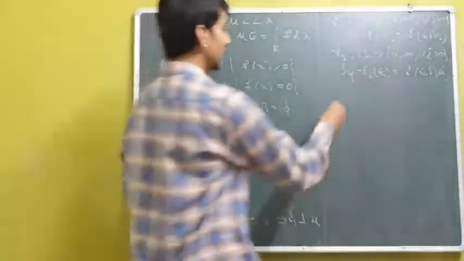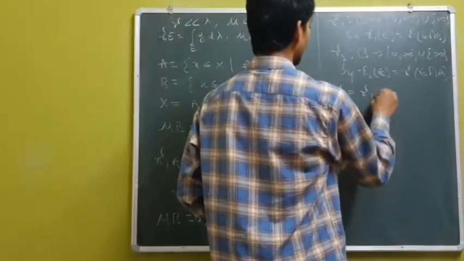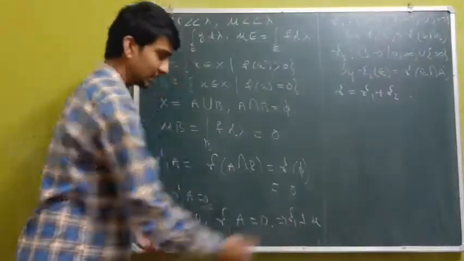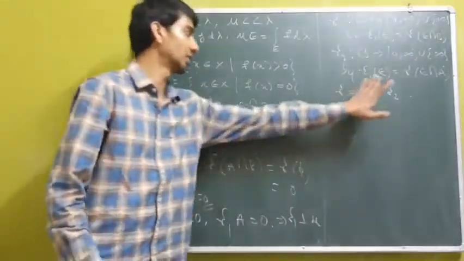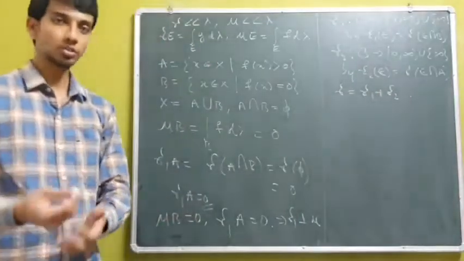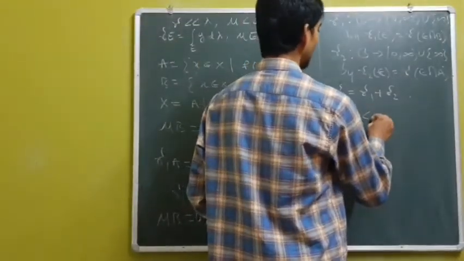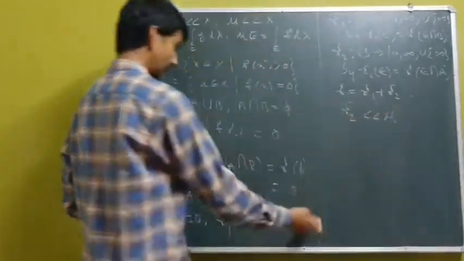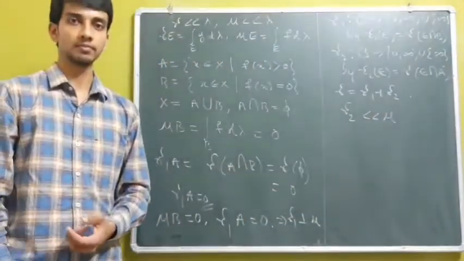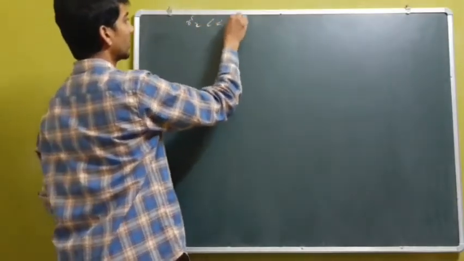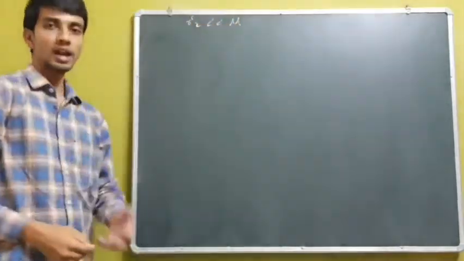Again, from this clearly we have gamma to be gamma 1 plus gamma 2. So we have also proved gamma 1 is mutually singular to mu, along with gamma equal to gamma 1 plus gamma 2. We are now just remaining to prove that gamma 2 is absolutely continuous with respect to mu.